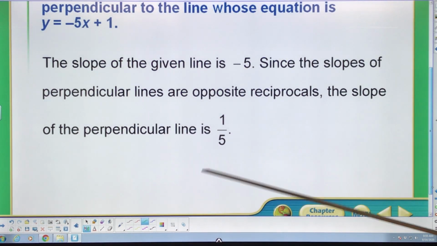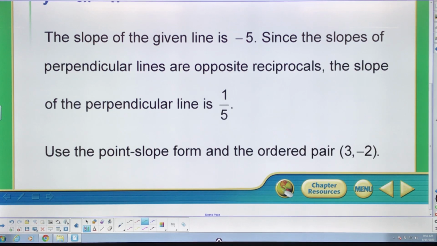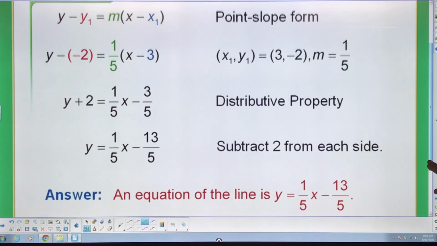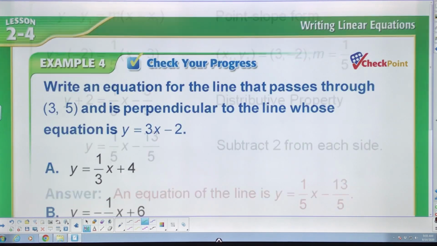They chose the same slope. They're going to use the point with the slope. They did the same formula. They got the same answer. We did good.